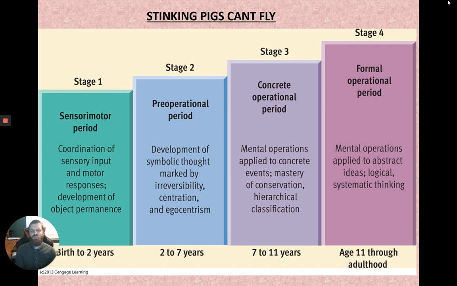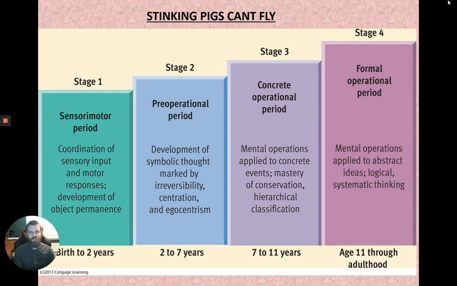When you get to stage 2, you're now in the preoperational period. The preoperational period is characterized by the development of symbolic thought, marked by processes called irreversibility, centration, and egocentrism.